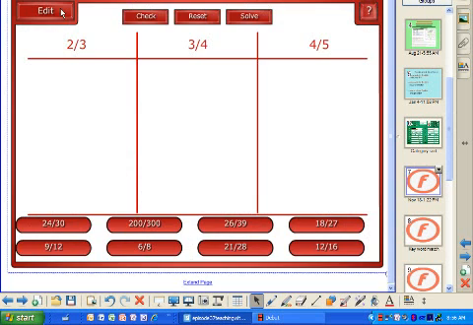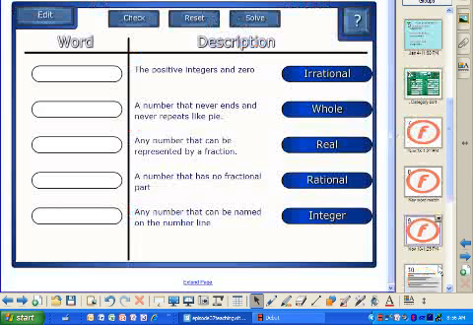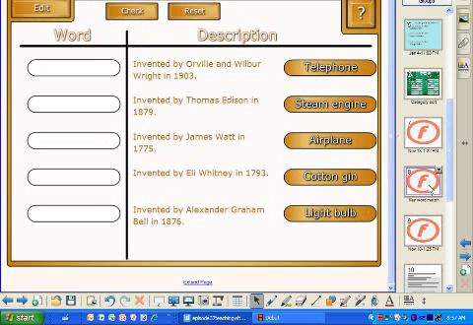Okay, so our next item is keyword match. Keyword match is kind of nice. It gives you a little bit more of an option to put sentences. And you can see here, I think I went to my example first. Here's their example. They have something like invented by Orville and Wilbur Wright in 1903. I think that was the airplane. I believe that's correct, although they were bicycle makers. Yes, they were. I don't see bicycle up there. I don't either. So I'm going to put airplane right up there, and you just slide it in there.